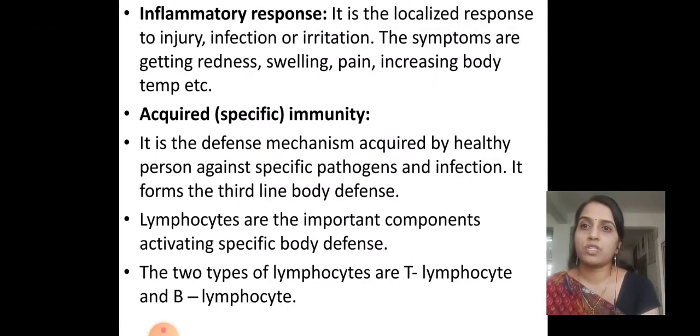Next is inflammatory response. It is the localized response to injury, infection or irritation. The symptoms are redness, swelling, pain, increasing body temperature, etc. These are the symptoms of inflammatory action or inflammation. So if a certain pathogen is present in a certain area or is trying to give infection in a certain area, that area becomes swollen, the temperature of that area rises, and inflammatory action starts with the swelling and pain.